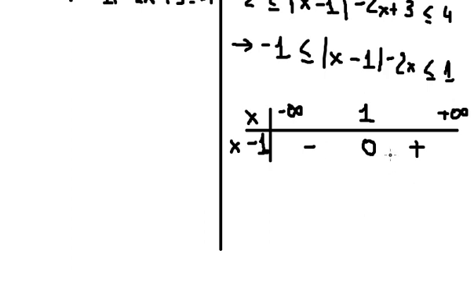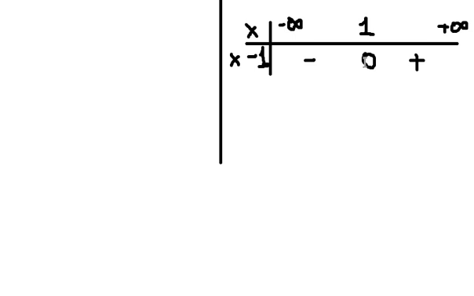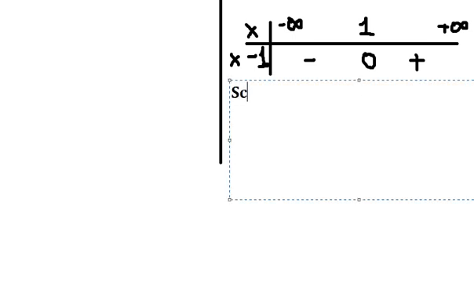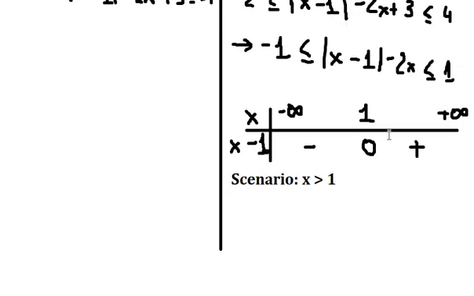So in this case, we have two scenarios. The first one, that is s greater than number 1. So that means we have the positive. So when we cancel the absolute value, they will go like this.